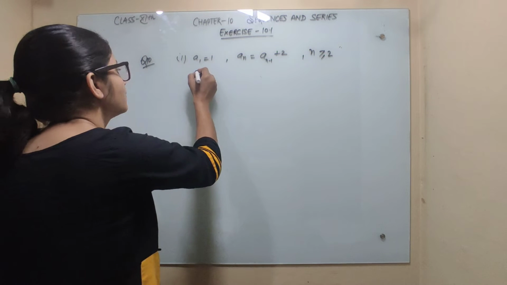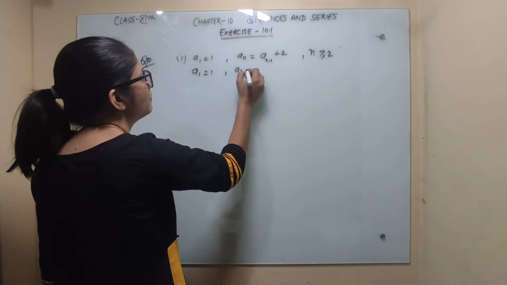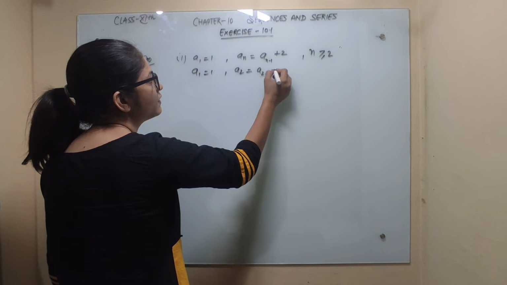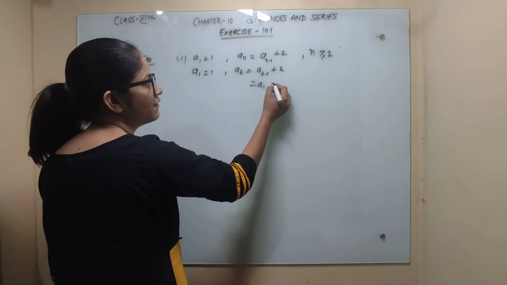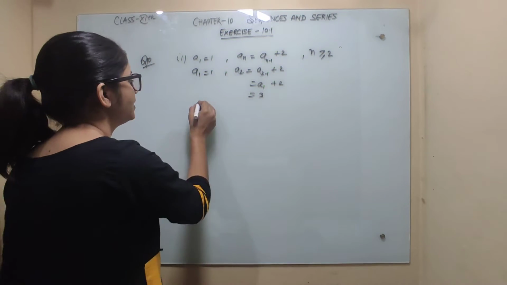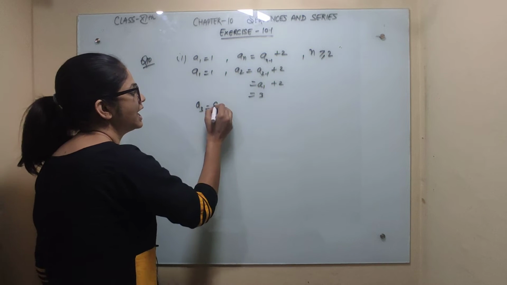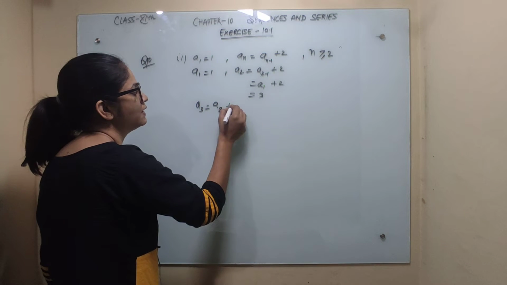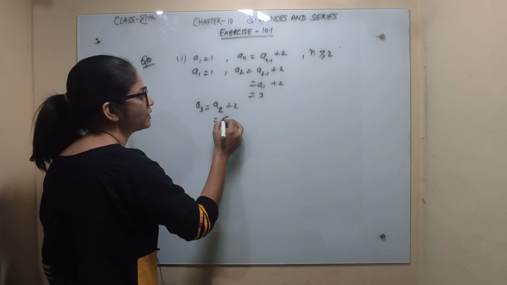A1 you know is 1. A2 will be A(2 minus 1) plus 2, that is A1 plus 2, which is 1 plus 2, that is 3. Now A3 you can find. A3 will be A2 plus 2. A2 is 3, plus 2, that is 5.